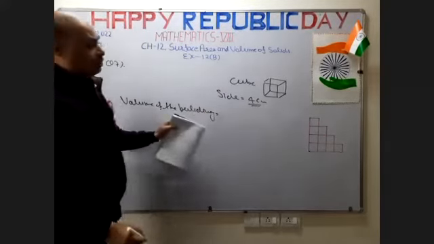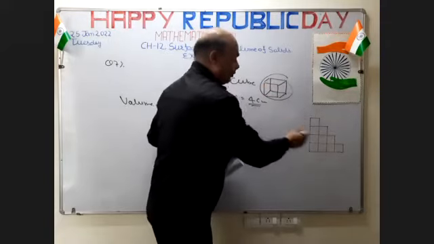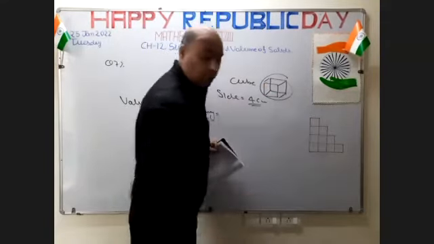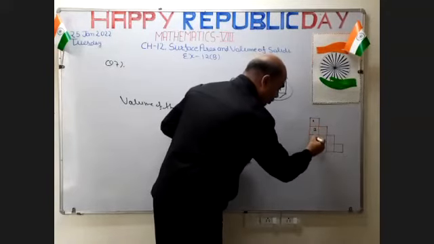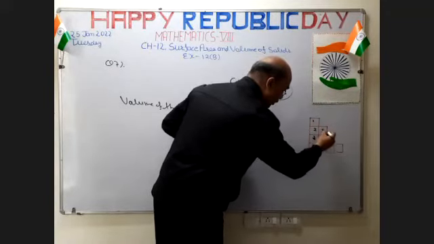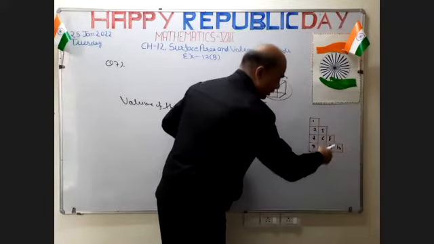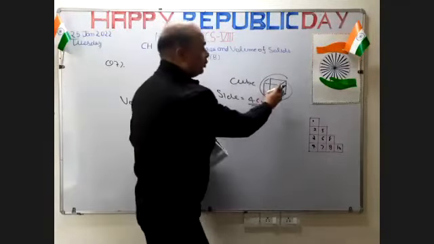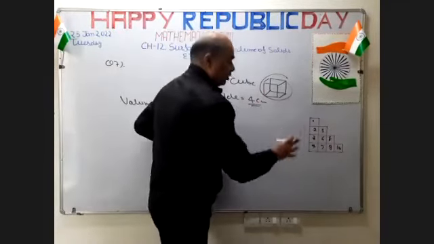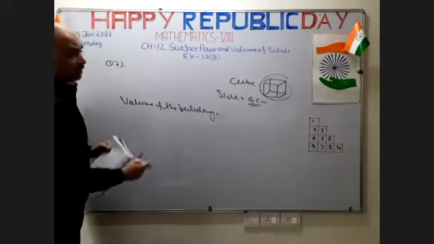Now, the volume of the building we're going to find. This building is made with the help of cubes. It means these all are in the shape of a cube. Now count how many cubes are there. 1, 2, 3, 4, 5, 6, 7, 8, 9, and 10. So total 10 cubes are there. It means if I find the volume of 1 cube and multiply it by 10, it's going to be the volume of the building. I hope this is clear to everyone.